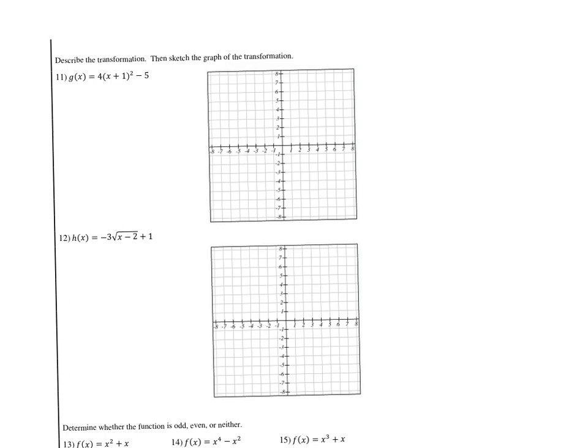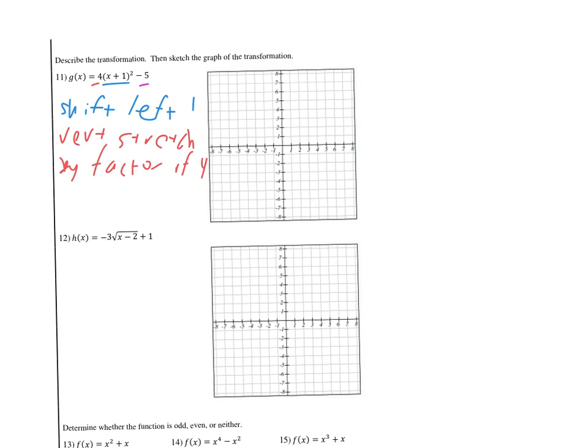All right, next up here, we're going to describe the transformations and then sketch the graph. So first of all, I'll just run through these. So we have our +1 on the inside, so we know that's a shift left 1. And then we have a multiplying 4 out front, so that is a vertical stretch by a factor of 4. And then we have our -5 out back, so it's a shift down 5.